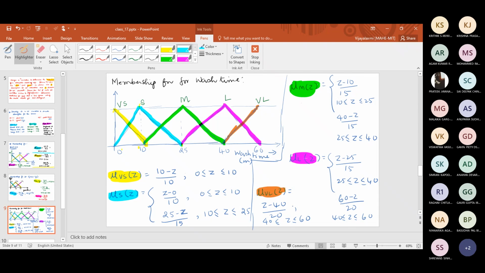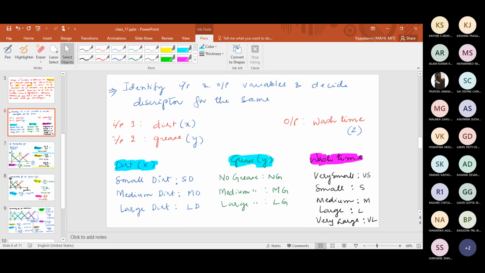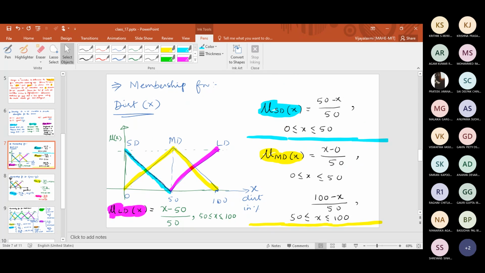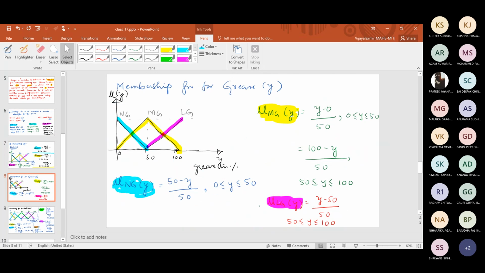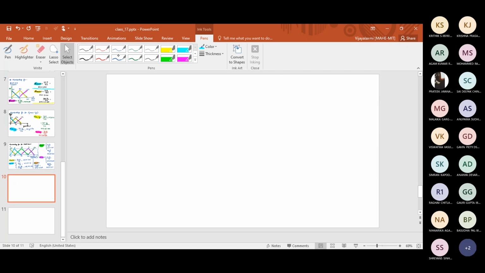Now, let me go back. The first step is identifying, the second one is the membership function. Now let me go to the third step, which is forming a rule base. So how to form the rule base? This is very simple.